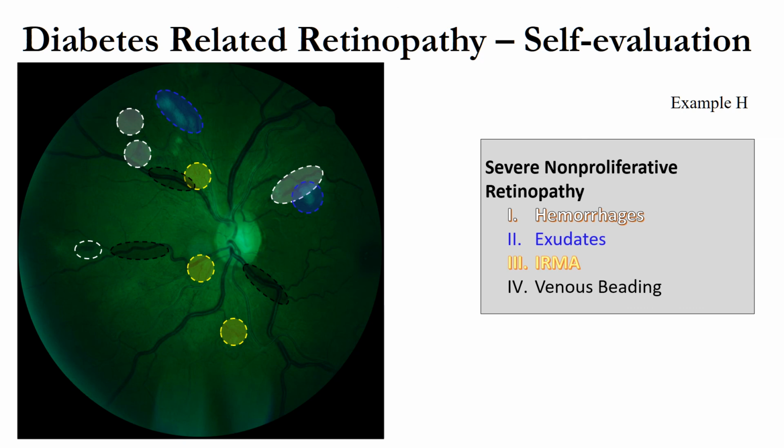The presence of IRMA and venous beading in two quadrants categorizes this retinal image as a severe case of non-proliferative retinopathy.